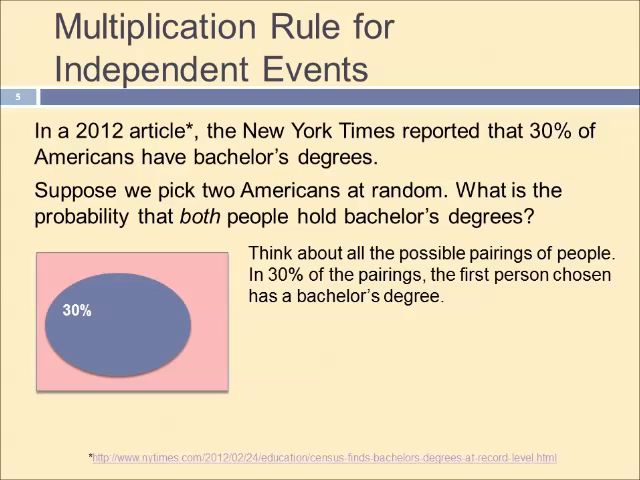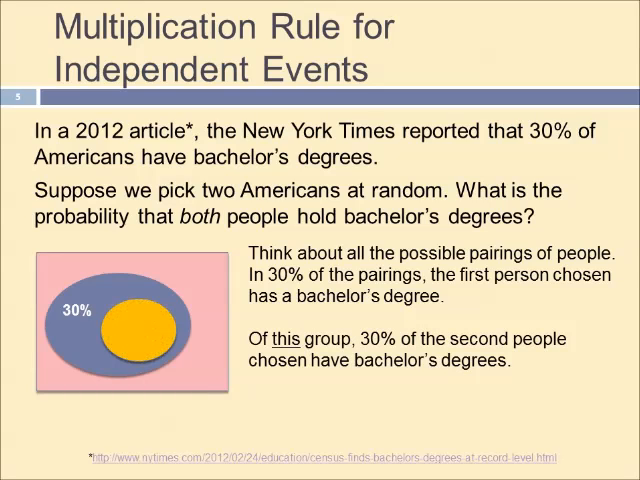In 30% of the pairings, the first person chosen has a bachelor's degree. So we indicate that with a Venn diagram. Of the pink, the entire population, the blue oval represents the 30% of people who have bachelor's degrees in the first grouping. So of this group, 30% of the second people have bachelor's degrees. So that's 30% of 30%, or 0.3 times 0.3 equals 0.09. That's the probability that both people have bachelor's degrees.